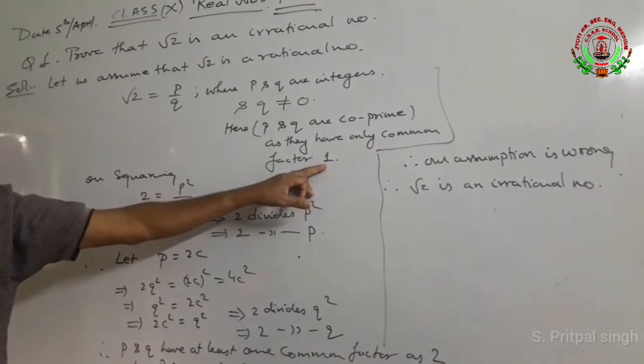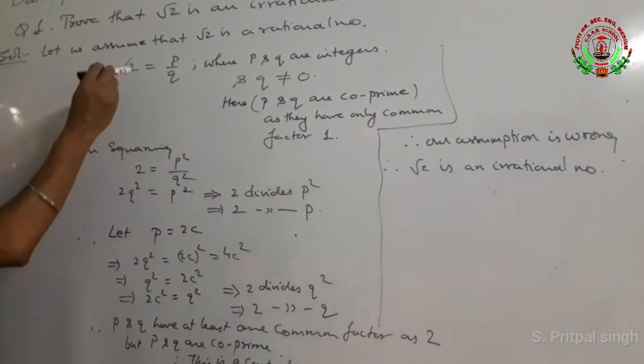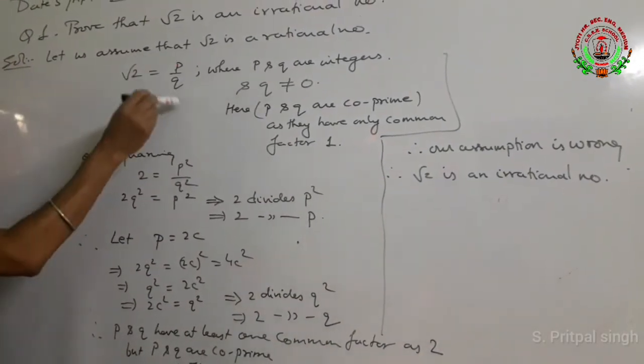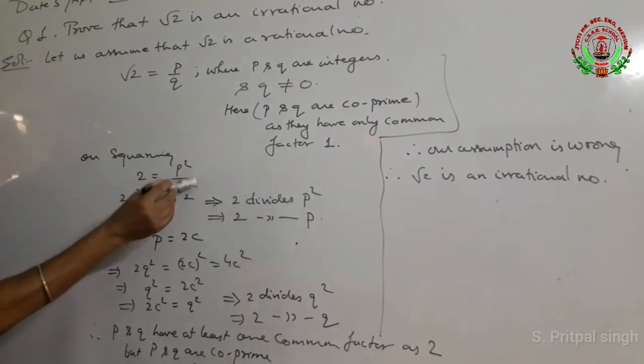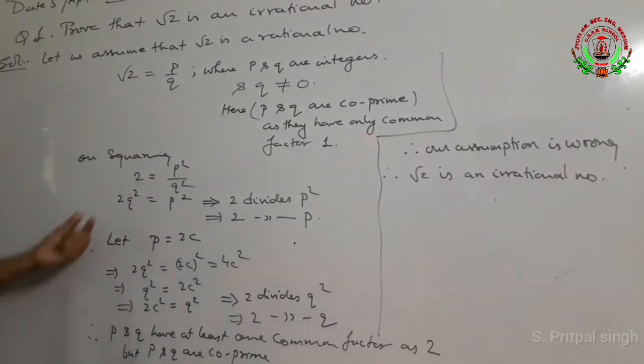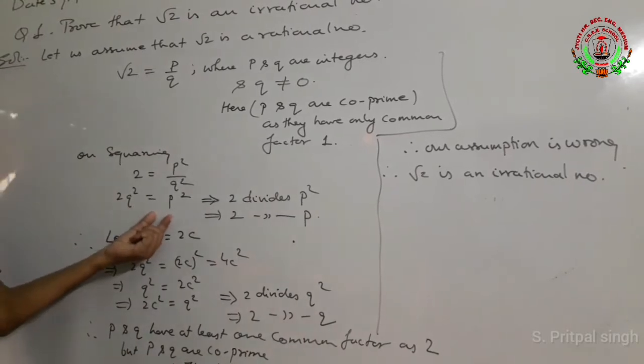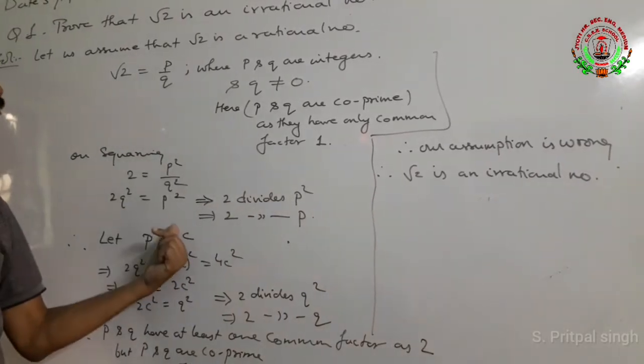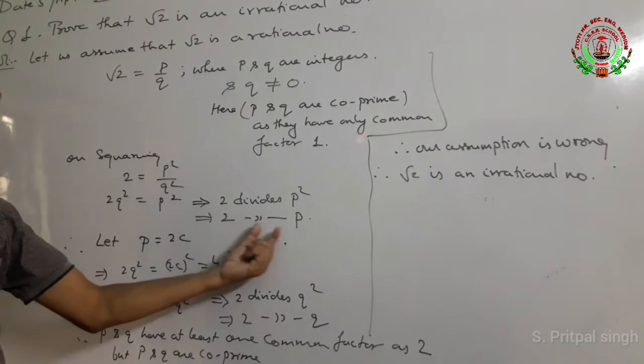Co-prime means having the common factor 1. So now we are squaring this. Root 2 is equal to p by q. We get 2 is equal to p square by q square. Cross multiplying, 2q square equals p square. It means that 2 divides p square and also 2 will divide p.